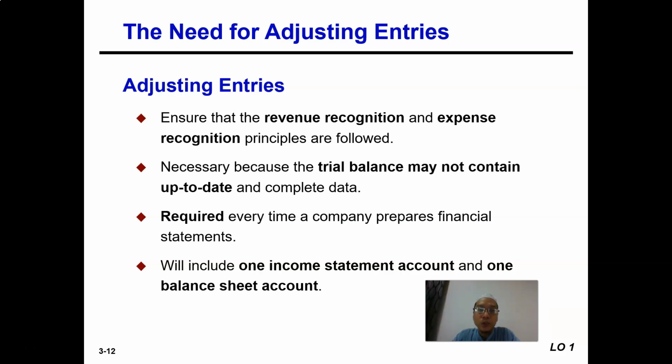Okay, so that is why we need to do adjusting entries, and it is necessary because the trial balance may not contain up to date and complete data. Like I said, if we have rendered our services in June, and at the end of June we prepare our trial balance, that trial balance will not include the revenue or the service that we have rendered to our client in June. Therefore we need to do the adjusting entries.